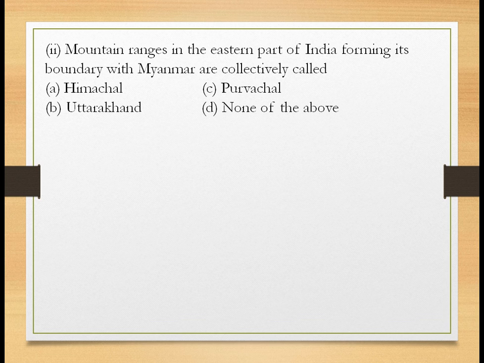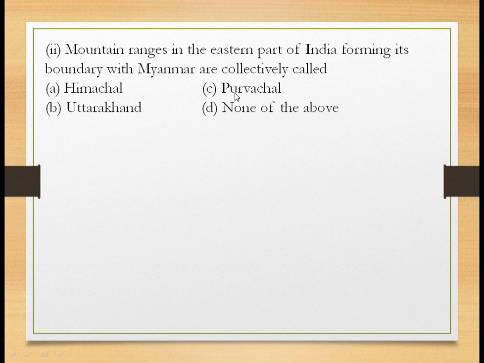Moving to question number 2. Mountain ranges in the eastern part of India forming its boundary with Myanmar are collectively called? First, we will see the options: Himachal, Uttarakhand, Purvanchal, and none of them. Uttarakhand is a state, Himachal is the second Himalaya range, and Purvanchal is the correct answer.